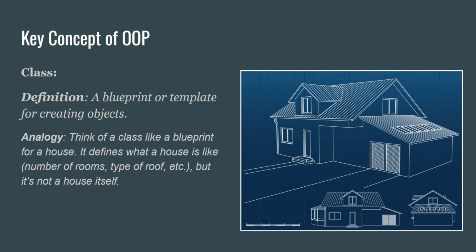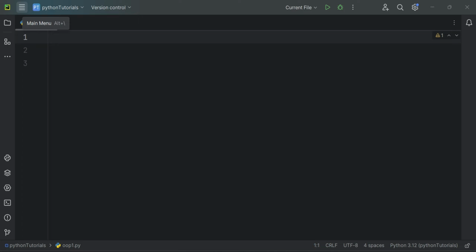Class. A class is a blueprint or a template for creating an object. Think of a class like a blueprint for a house. It defines what a house is like, number of rooms, type of roof, etc. But it's not a house itself. The class definition begins with the keyword class, followed by the name of the class. Here my class name is Car, then put a colon, then press enter, and you will get an indentation, a block of code that serves as the body of the class.